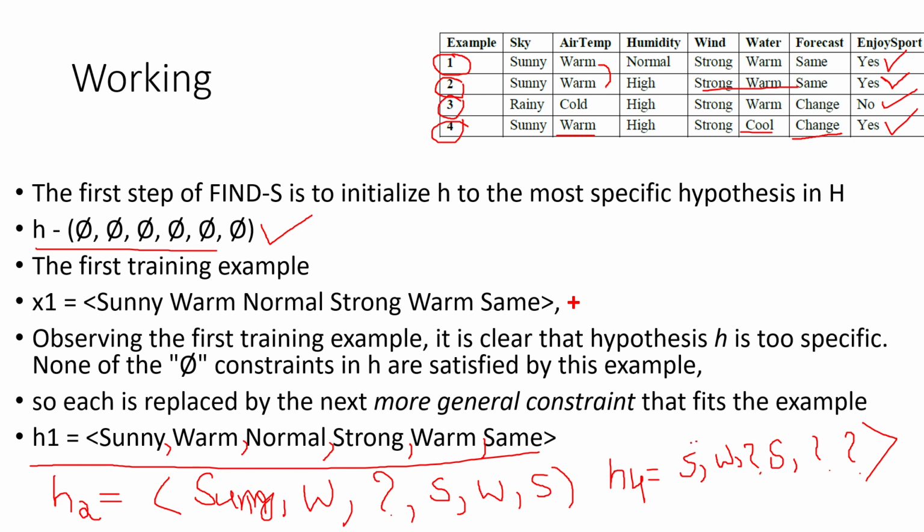This is the final attribute. The final hypothesis consists of sunny, warm, question mark, strong, question mark, and question mark. So this is applicable for all positive cases. The first parameter should be sunny, the second attribute should be warm, and the third parameter, fifth parameter, sixth parameter can take any value. That is the meaning of this question mark. The fourth parameter should be strong. Then only swimming can be done. Enjoy sport results, positive cases.